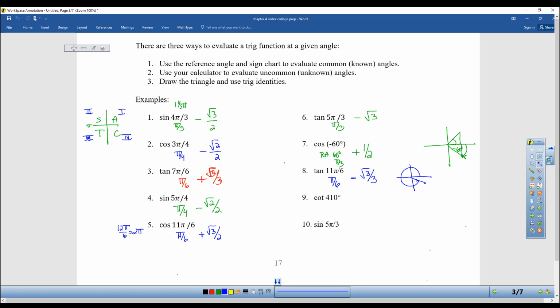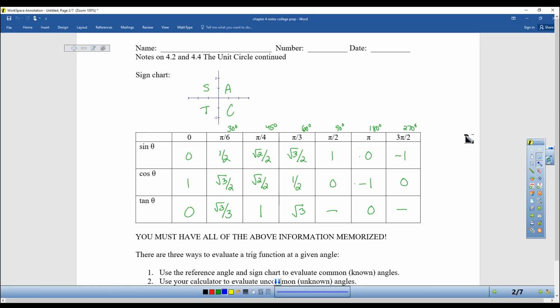All right, this one's hard for so many reasons. First, it's in degrees. Second, those degrees are bigger than 360. It's gone around. So I'm actually going to take 410 and subtract 360. Oh, but then I get 50. 50 is not one of our known angles.